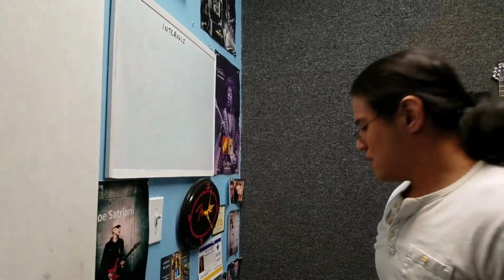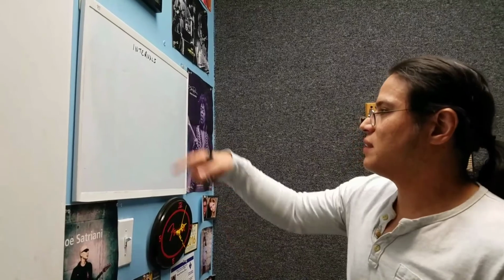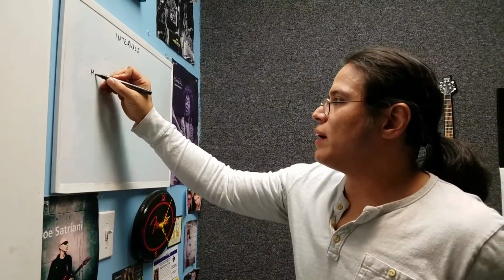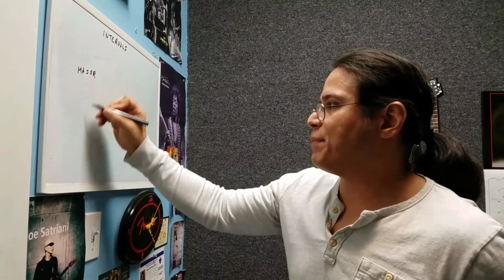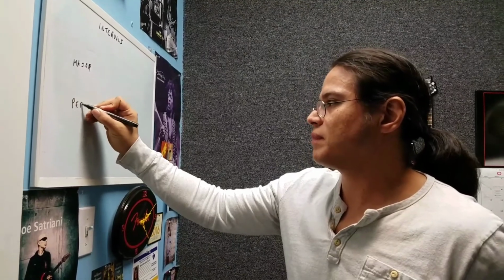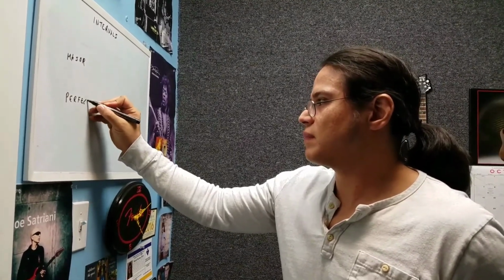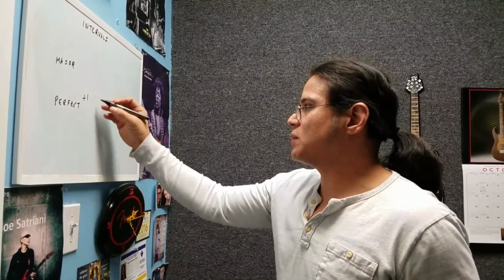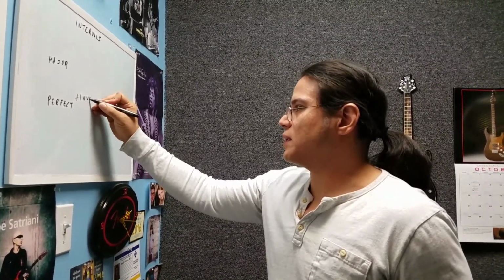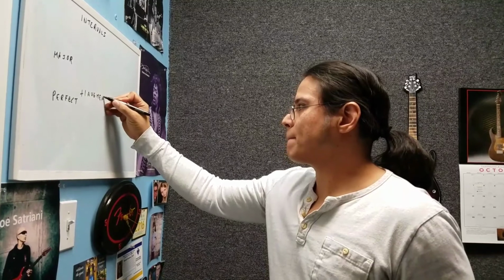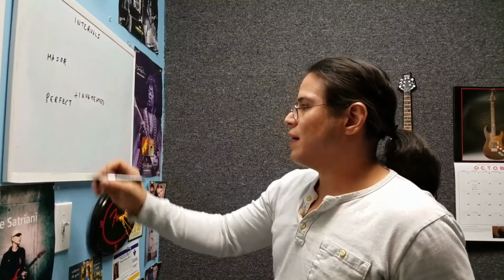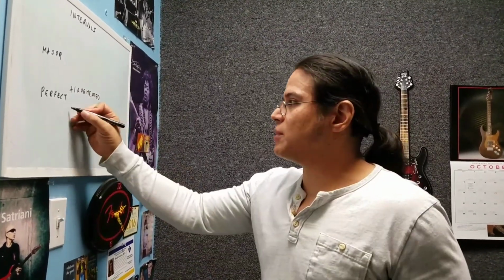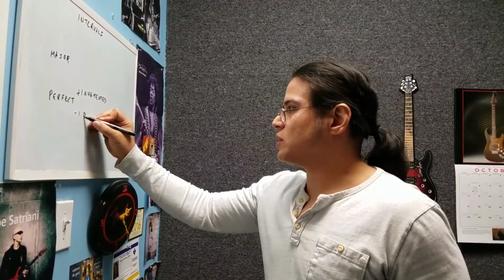So let's look at that chart. You have major on one side, right? And you have perfect on the other. If I increase the distance on a perfect interval by one semitone, it turns augmented. If I decrease the distance by one semitone, it turns diminished.